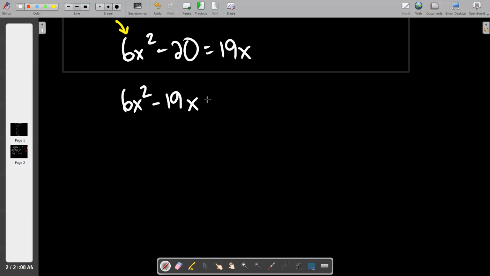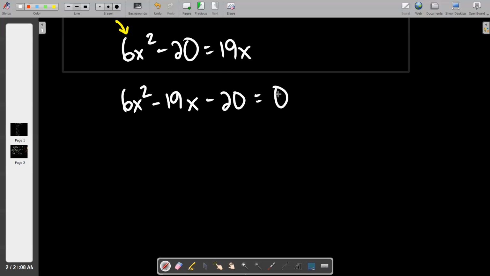And then we'll bump the minus 20 off to the side. Any questions so far? You want your polynomials to be in order. You have to have them in standard form, x squared, then x, then number, then 0. So let's get to it.